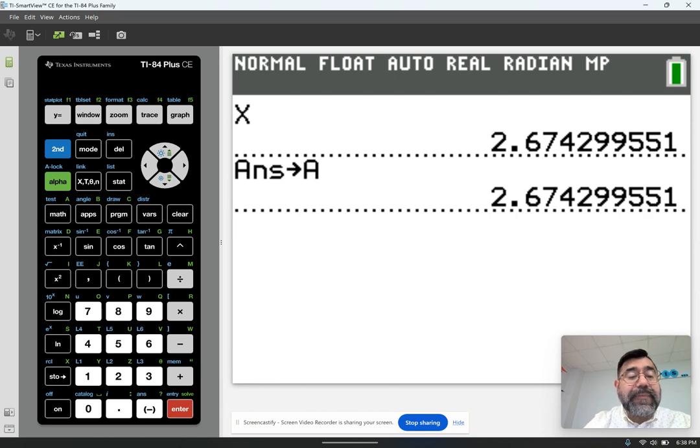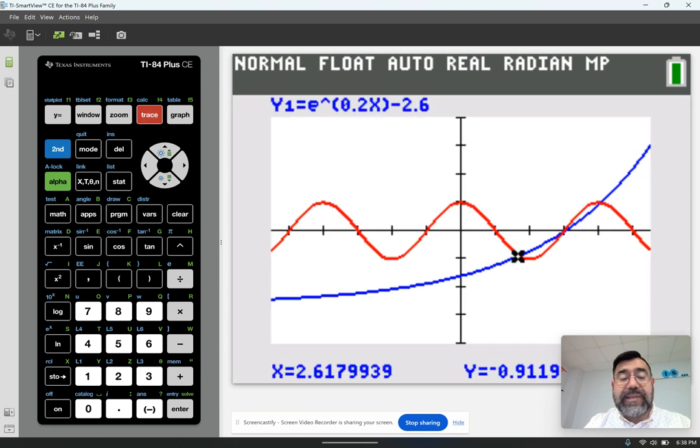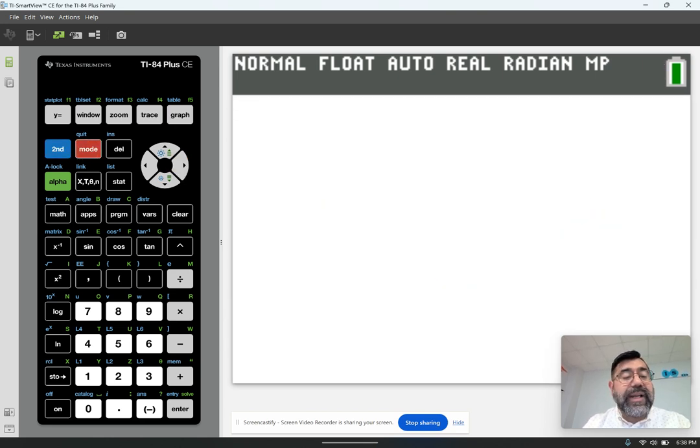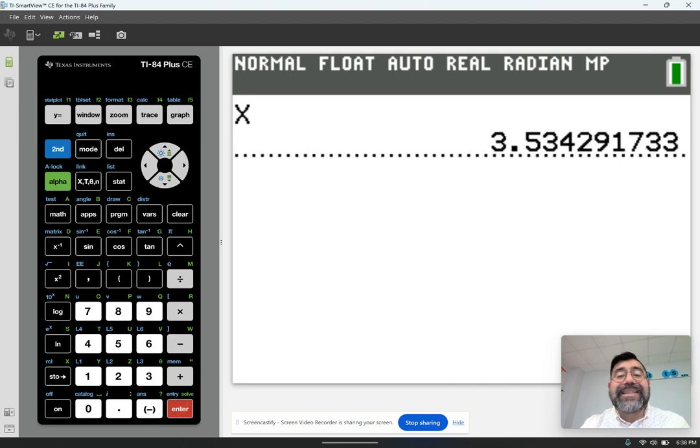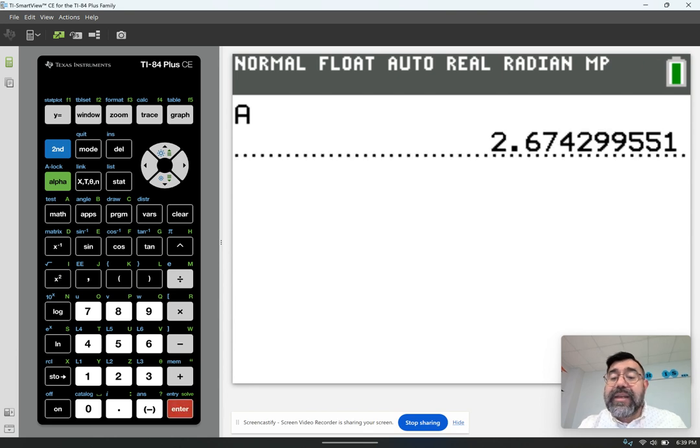Why am I doing that? Because if I go back to my graph and I press trace and I move this and I come back to here and I press X again, that's not the same number that the calculator remembered the last time, right? It has short-term memory. It's going to remember the last X value that it found. However, because I stored it in A, if I press alpha math, which is alpha A, it does remember it for me. And that's what I'm going to use when I do my integral.